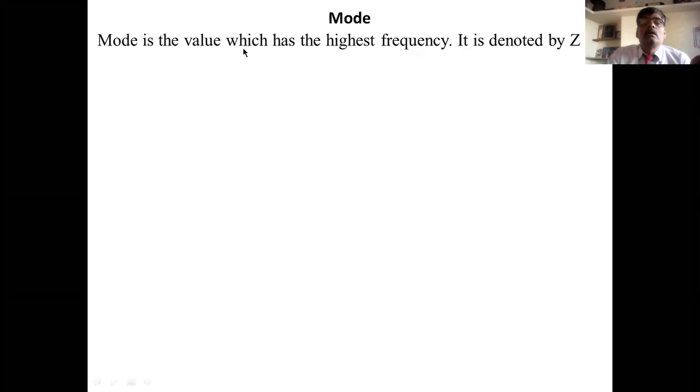Mode is a value which has the highest frequency. Means if the values are given for you for the calculation of mode, then the value which appears the highest number of times is called the mode. Okay, and it is denoted by Z. Mode is a simple one. Among the given values, which value appeared the highest number of times, that is the mode. Okay.